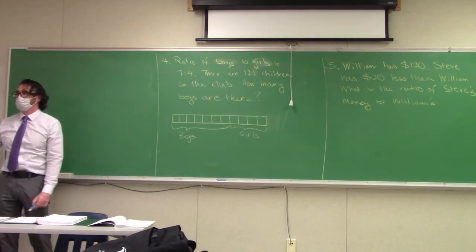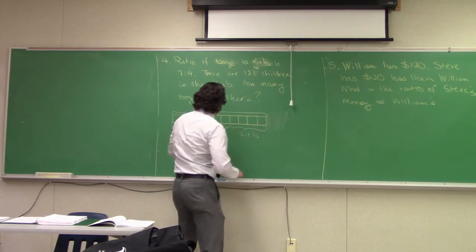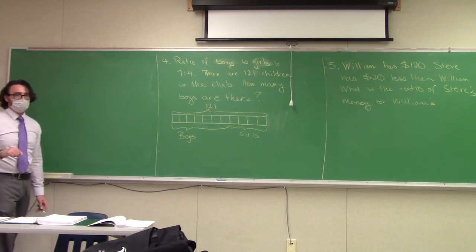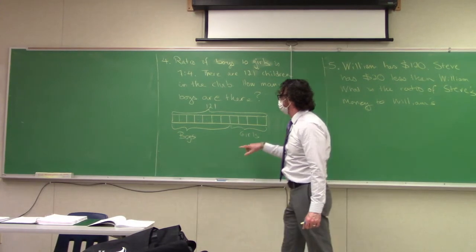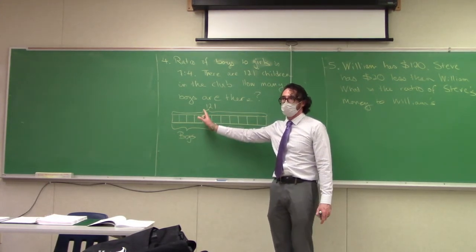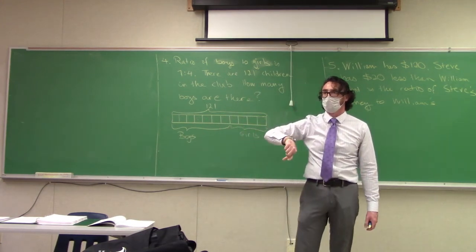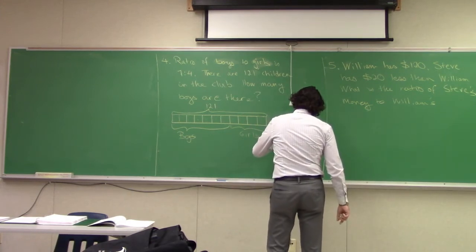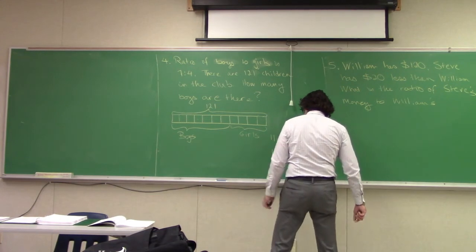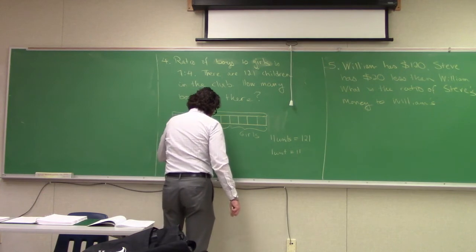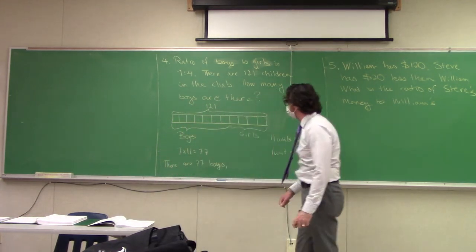What do I know? There's 121 altogether, so I know the total length. So what do I do to get the number of boys? Okay, 11 times 7. The reason this could be a little misleading is that if I take 121 and divide it by 11, I get 11 back. I've got to take the total length and divide by 11 because I know 11 units correspond to 121 kids. So 1 unit equals 11 kids. And then 7 times 11 gives me 77. So there are 77 boys in the club.